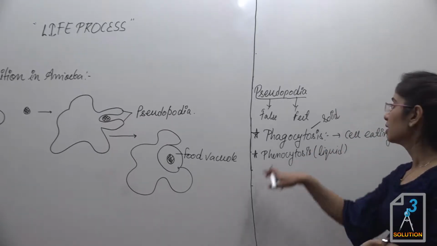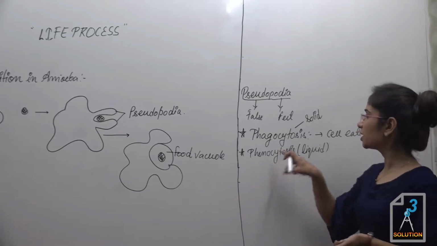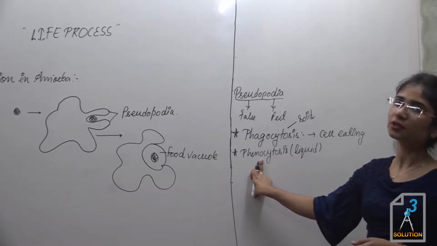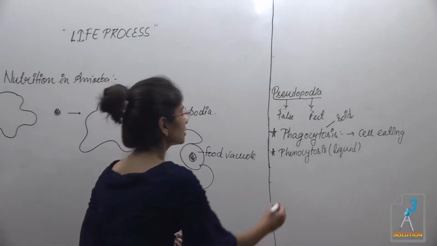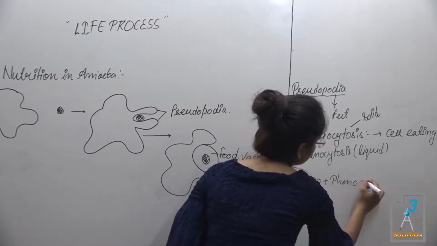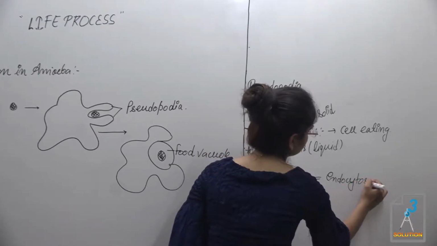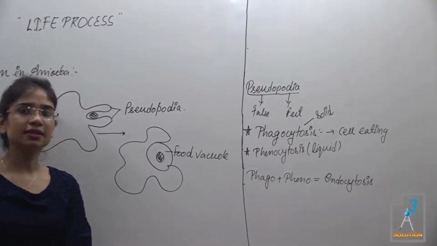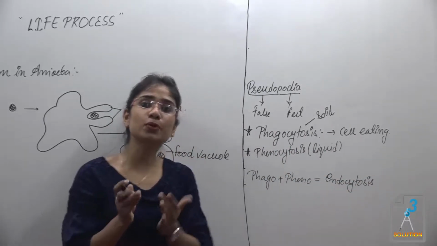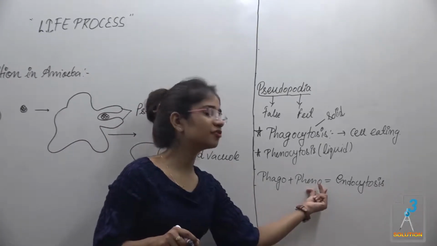Yes, phagocytosis and pinocytosis are the taking in of food materials. If we are taking in a solid food material, the process is phagocytosis. If we are taking in a liquid material, the process is pinocytosis. Collectively, these two processes, phagocytosis plus pinocytosis, are called endocytosis. Endo means inside, and cytosis refers to the cell. Putting something inside the cell, if solid, is phagocytosis, and if liquid, is pinocytosis.